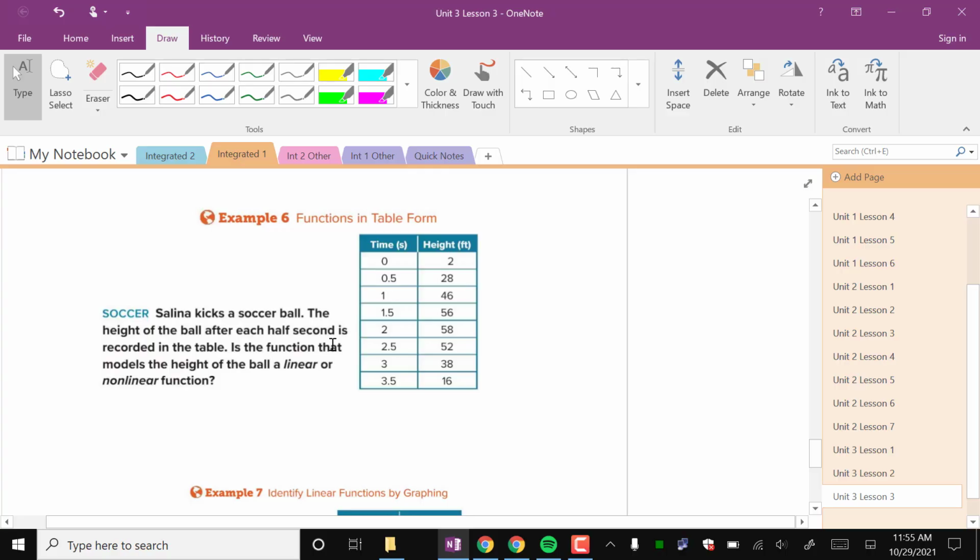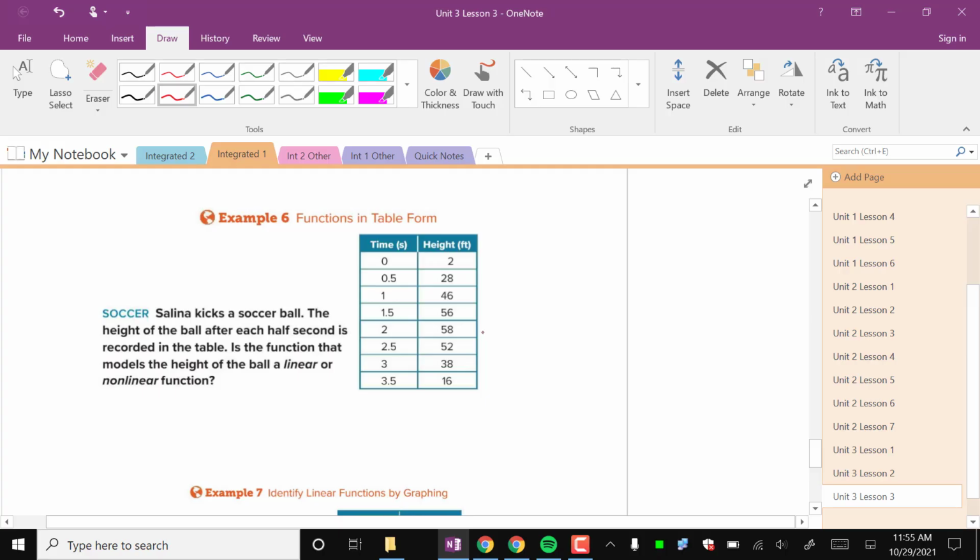So example 6, functions in tables. What we want to do is take a look at this. Is this a function that models the height of a ball, a linear or a nonlinear function? If we start looking at this, we have time: 0, 0.5, 1, 1.5, 2, 2.5, 3, and 3.5. During the first half-second intervals, the ball goes from a height of 2 all the way up to a height of 58.